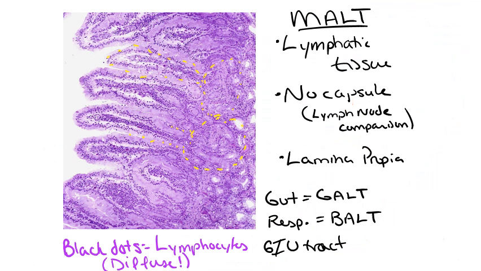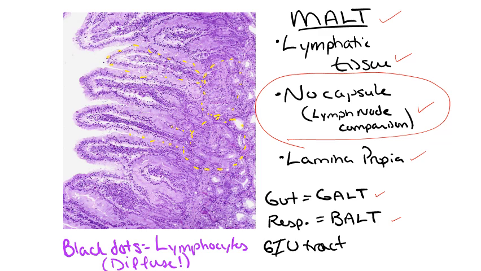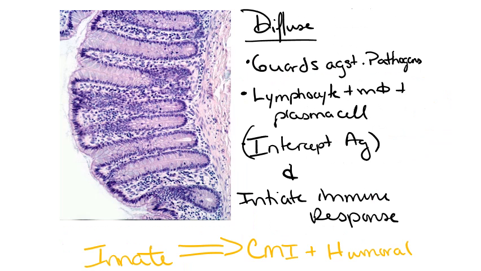To know this, it's non-encapsulated. It is usually found in the lamina propria. All right, so gut is GALT, respiratory is BALT, and for the most part, it's found in the gastrointestinal tract. So our black dots are going to be lymphocytes. So we have black dot, black dot, black dot, black dot, and we have the diffuse lymphatic tissue. Those stains right around here are lymphatic tissue.